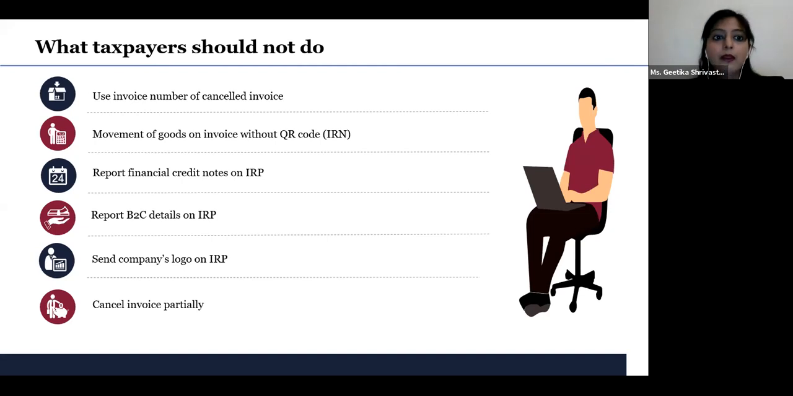Just to point out, the government has mandated that only the QR code is a mandatory requirement. IRN need not be printed. In case you want to print the IRN, it is your choice. It's an optional requirement because the QR code already contains the IRN as one of the parameters. So someone scanning the QR code will be able to see the IRN number as well. So it is important that the invoice carries the QR code. Otherwise, there can be detention of goods at the check post or in transit to the customer's location.